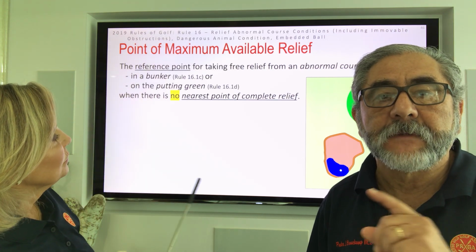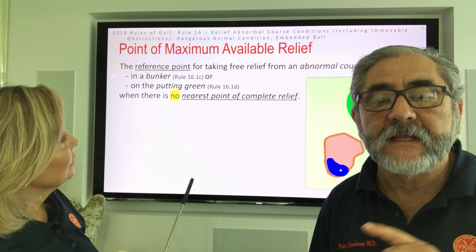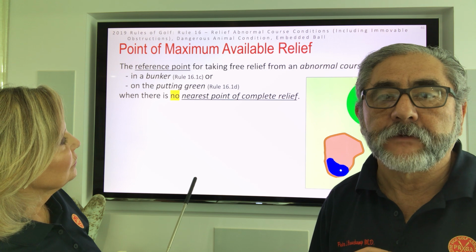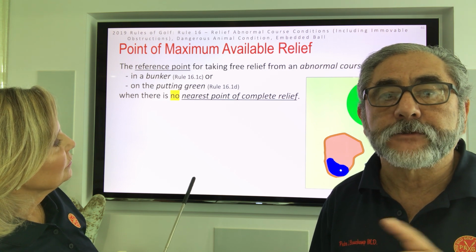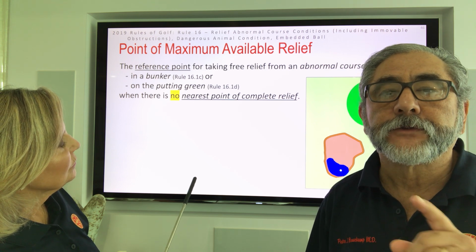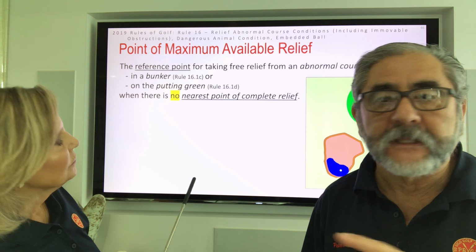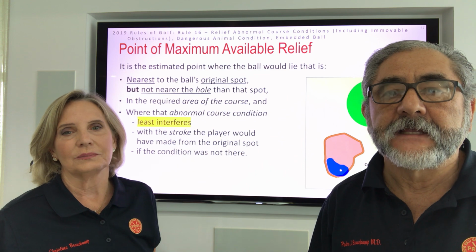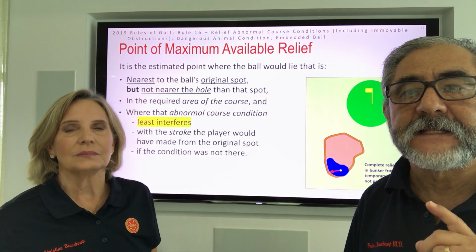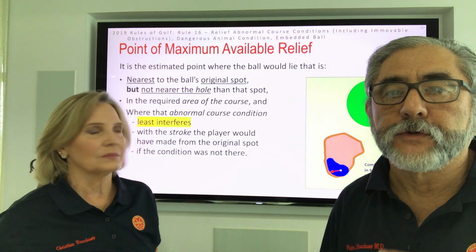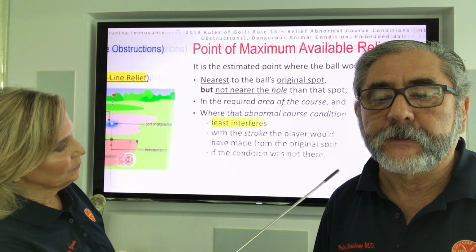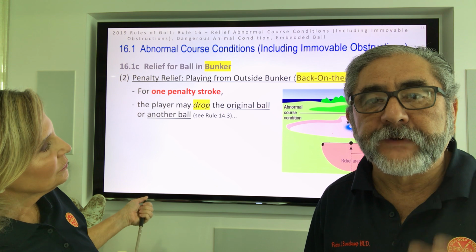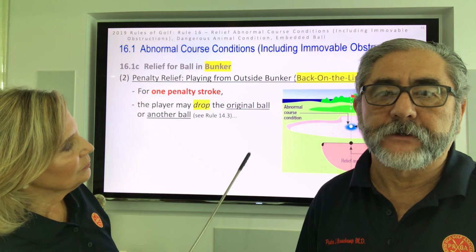This maximum available relief is only available when there's no nearest point of complete relief. This rule applies to bunkers and also to the putting green, not anywhere else, only those 2 areas. And it is the area that least interferes with your stroke. Okay? There's no free exit out of the bunker.